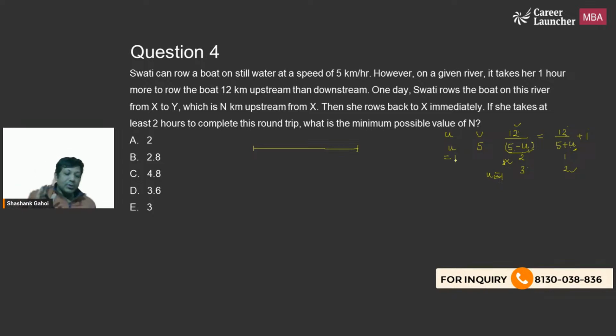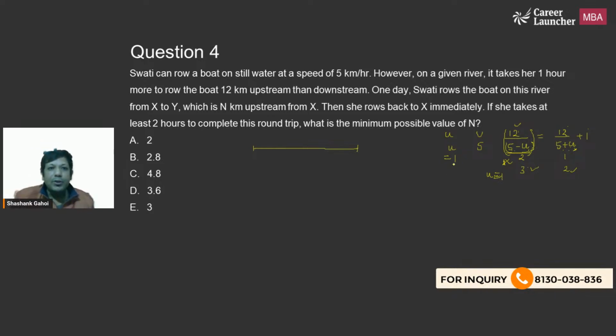And why is it not possible? 12 upon something is equal to 3. It means this denominator should be 4. So 5 minus what is 4? So u comes out to be 1. Now I'm going to put u is equal to 1. So 12 upon 6 is equal to 2. Fair enough?